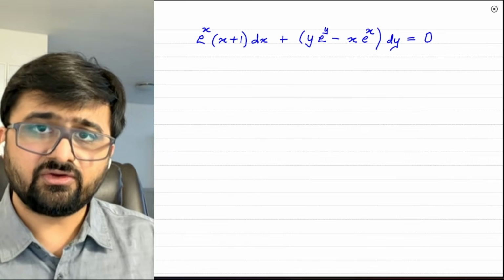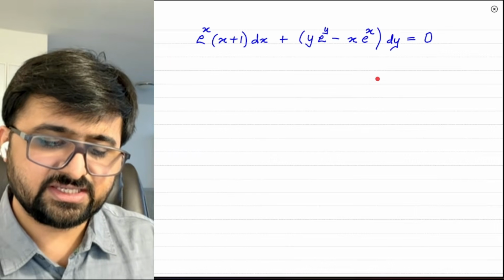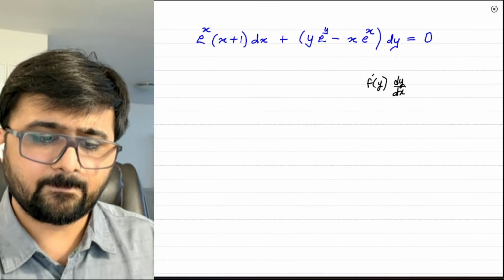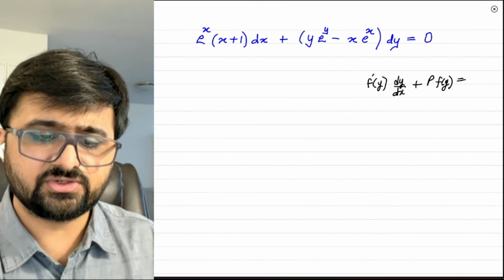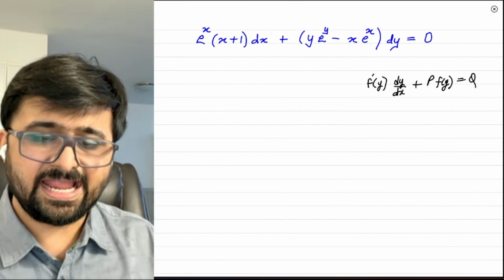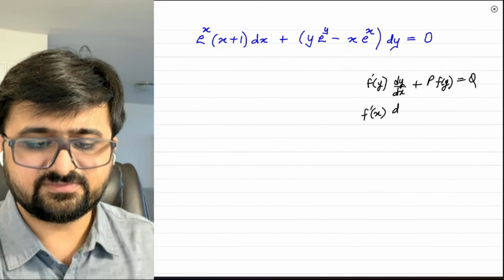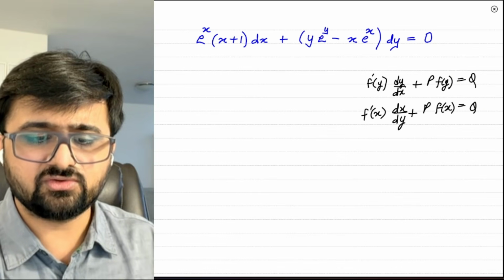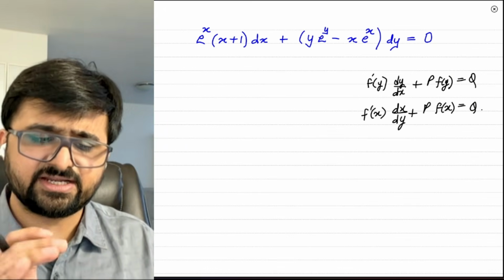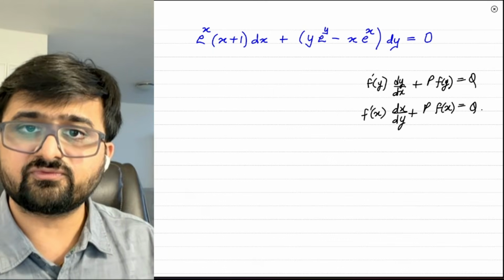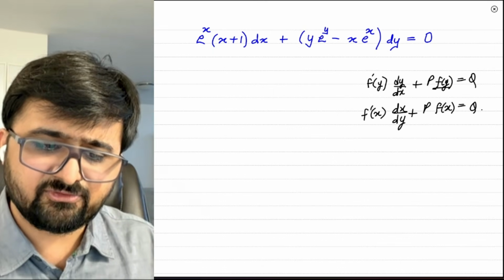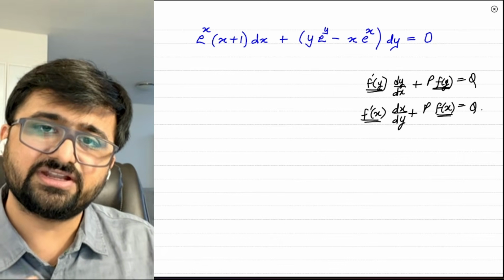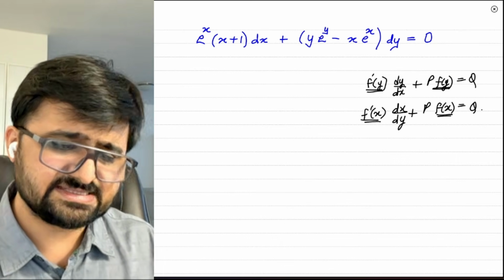Now in order to reduce it to linear, we have two options. We can either have f dash y dy by dx plus p of f y is equal to q, and the other option we have is f dash x dx by dy plus p into f x is equal to q. So these are the two options that we have studied. Let's see which type it is. If you notice, f y derivative is present, f x derivative is present. Is there a function whose derivative is already present over here? Let's look at it carefully.